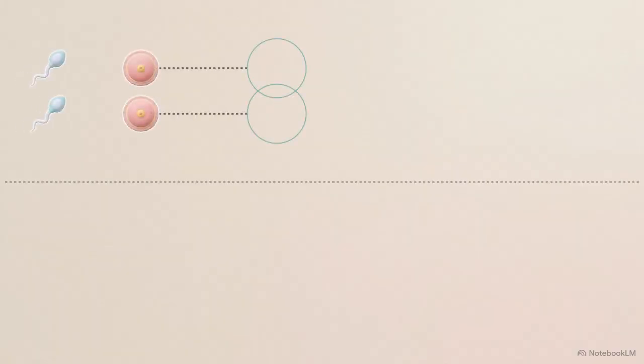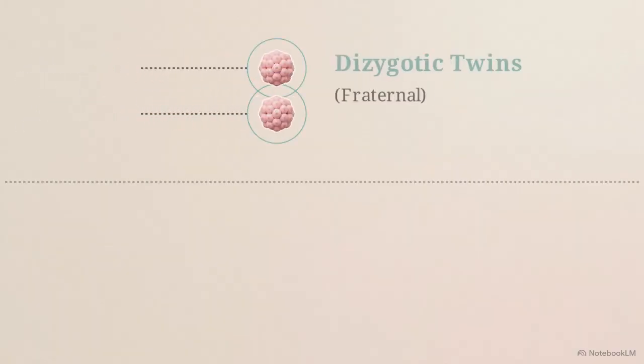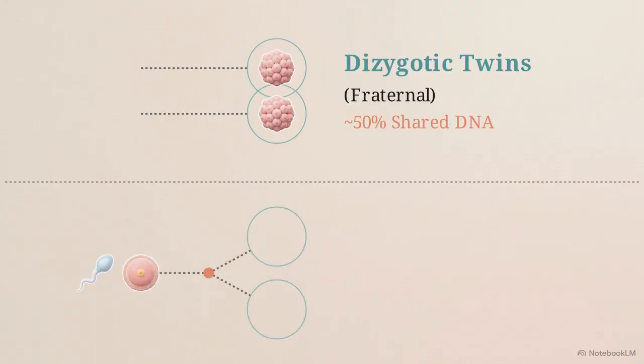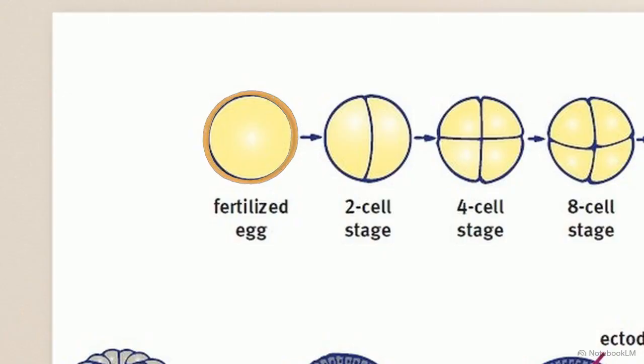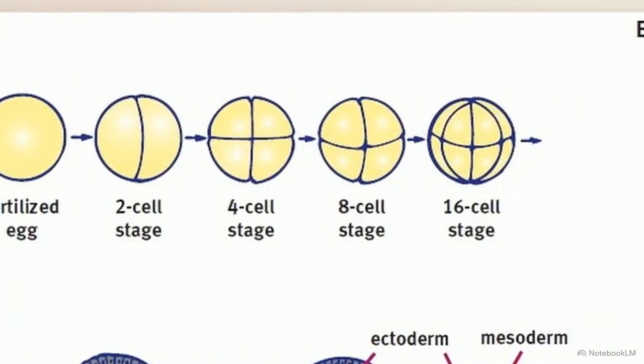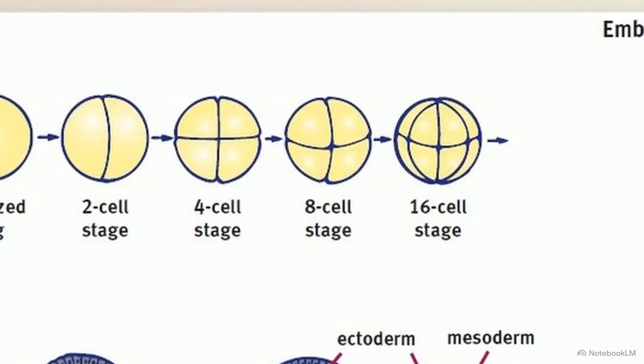If two separate eggs are fertilized by two different sperm, you get dizygotic or fraternal twins. But if a single zygote physically splits into two separate masses, you get monozygotic or identical twins, who share the exact same genome. Looking at this illustration, we follow the zygote traveling toward the uterus. It undergoes rapid mitotic divisions called cleavage.